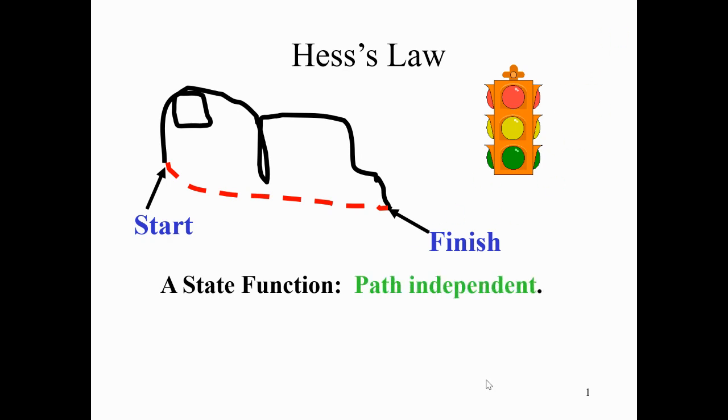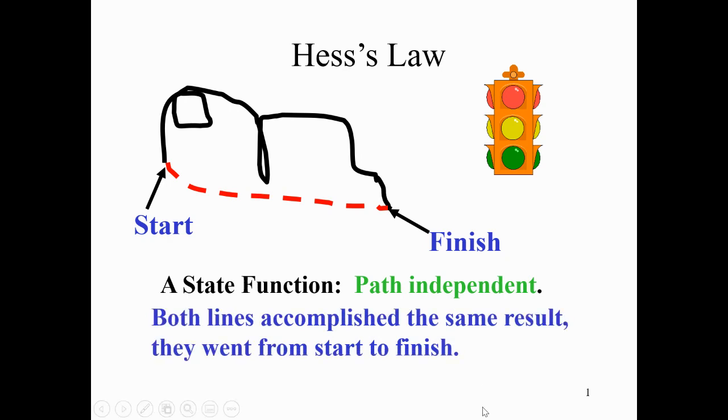Okay, so the functions, it's path dependent. Depending on which blocks we go on, or which highways we go on, it'll all depend on which way we're going to go. So both lines accomplish the same result. They all went from start to finish. But if you have road construction on that red line, you're not going to be able to go that way. So you're going to have to take a different way to get there.